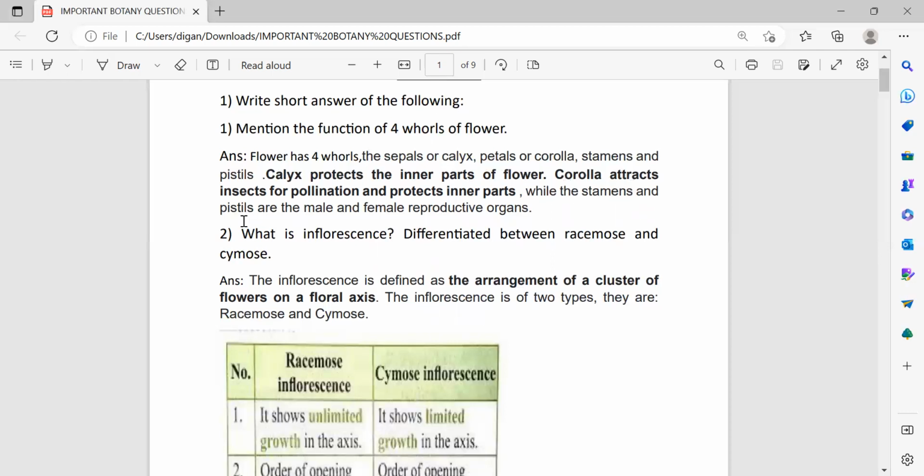Function of corolla is to attract insects for pollination and protect the inner parts, while the stamens and pistils are the male and female reproductive organs.